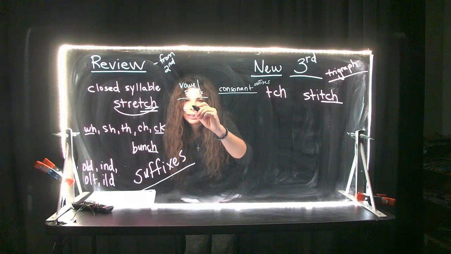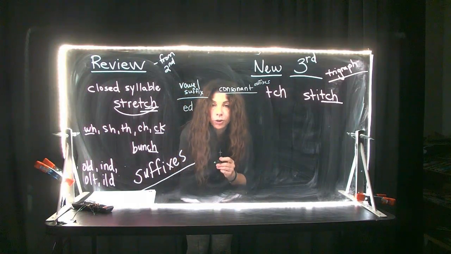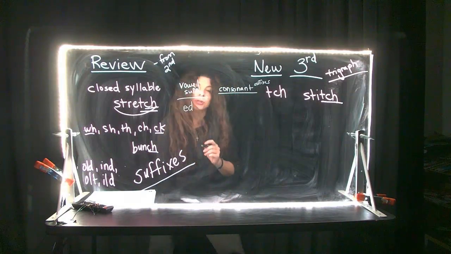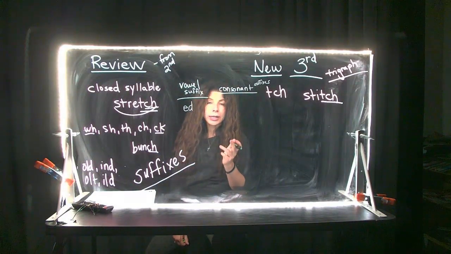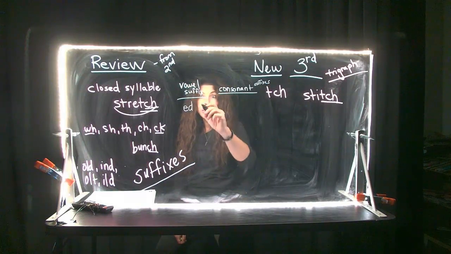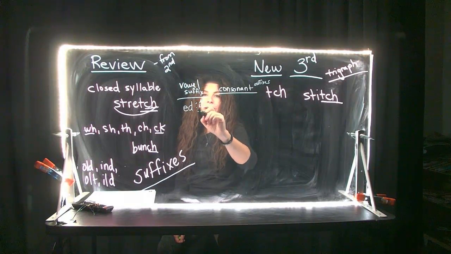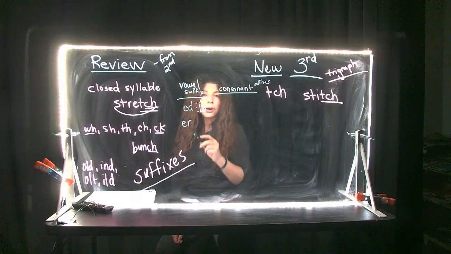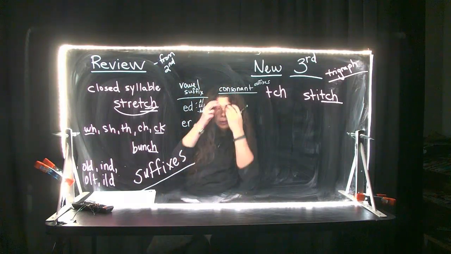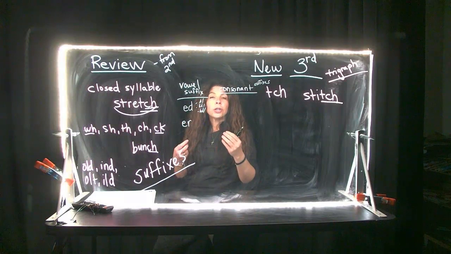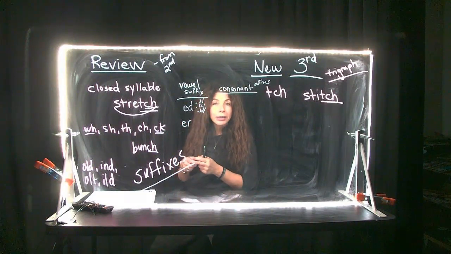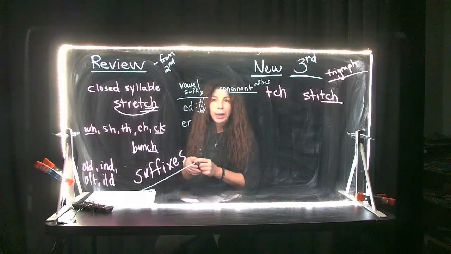So, ed. Remember, what does ed do? It shows action in the past. You add ed to a verb to show action in the past. And remember, ed makes 3 sounds, right? T, id, and ed. Remember, we spent a lot of time on that. ER. ER is a comparative. You're comparing two things. He is quicker than she is. She is taller than he is. The giraffe is taller than an elephant. The elephant is heavier than a giraffe, right?